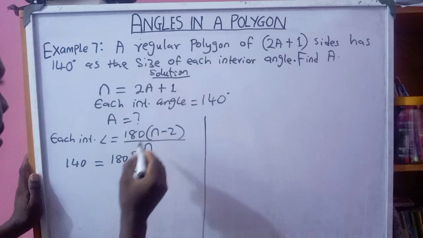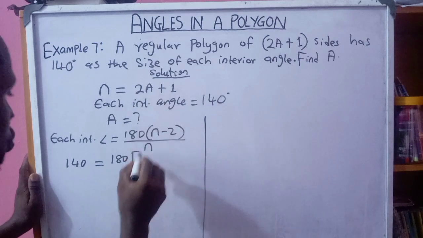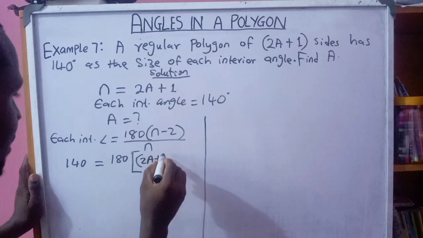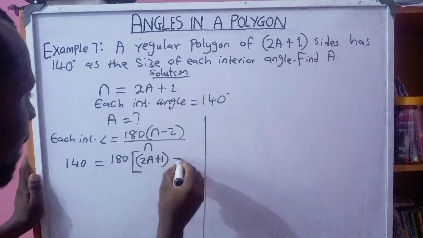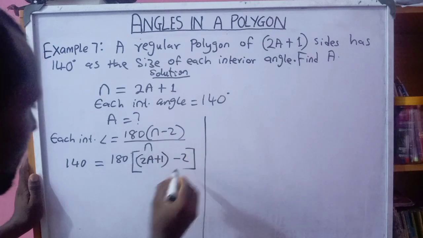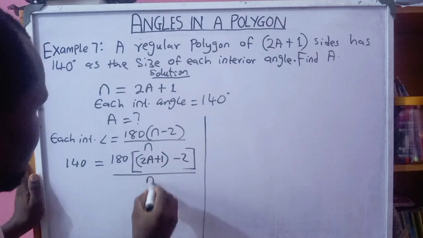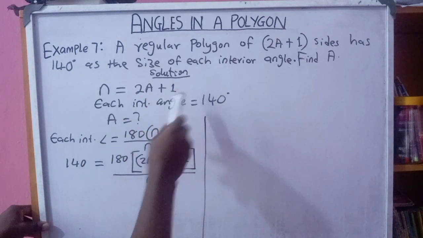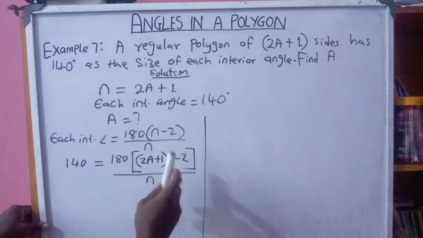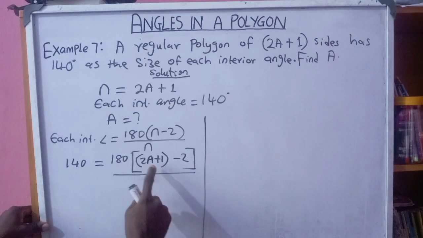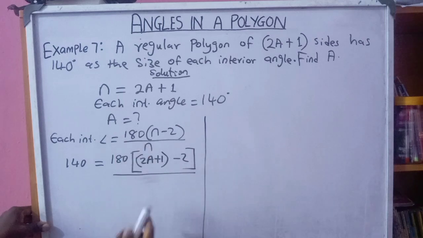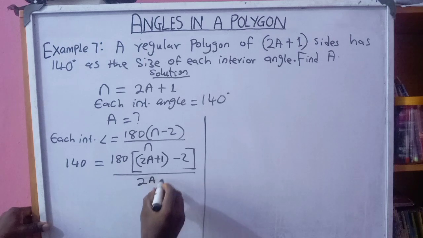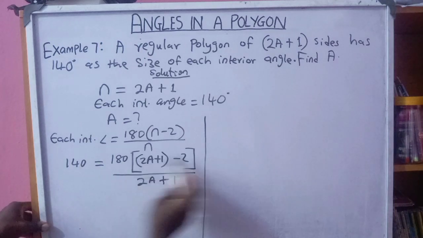So in place of n, we have to replace it with 2a plus 1, then minus 2 all over n. I hope this is quite clear, because n is given to us as 2a plus 1. So whatever we find n in the formula, we have to put 2a plus 1. So we have to replace that again with this n, because n represents the number of sides. That is 2a plus 1. So let's now open the bracket.